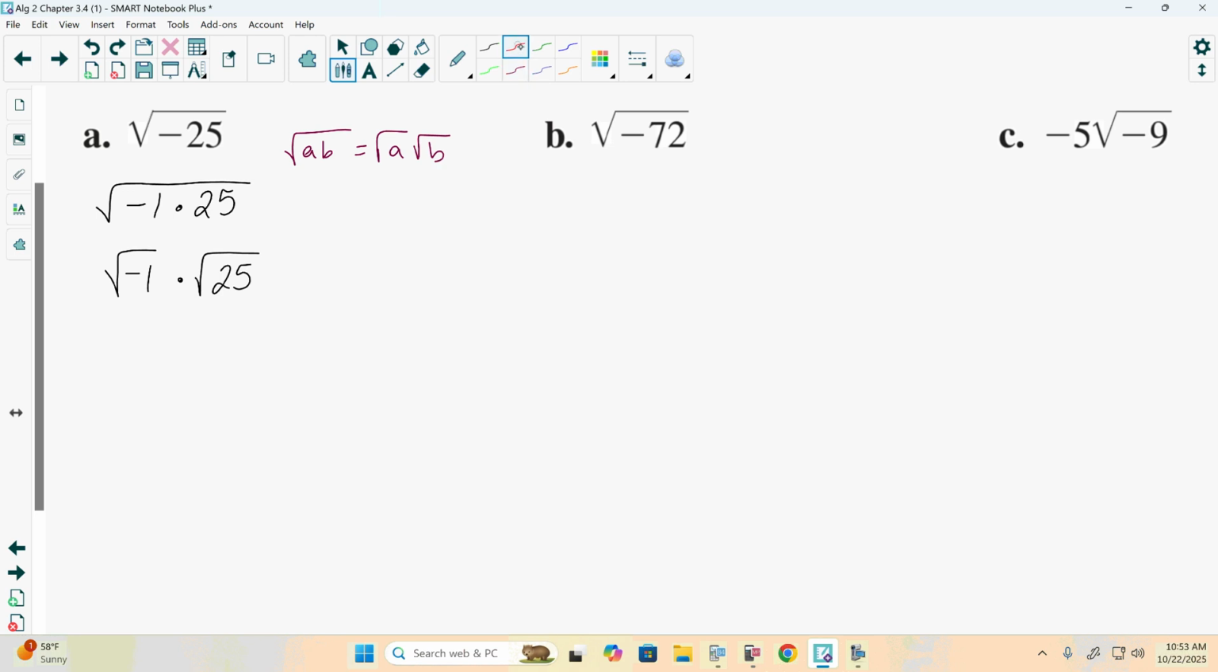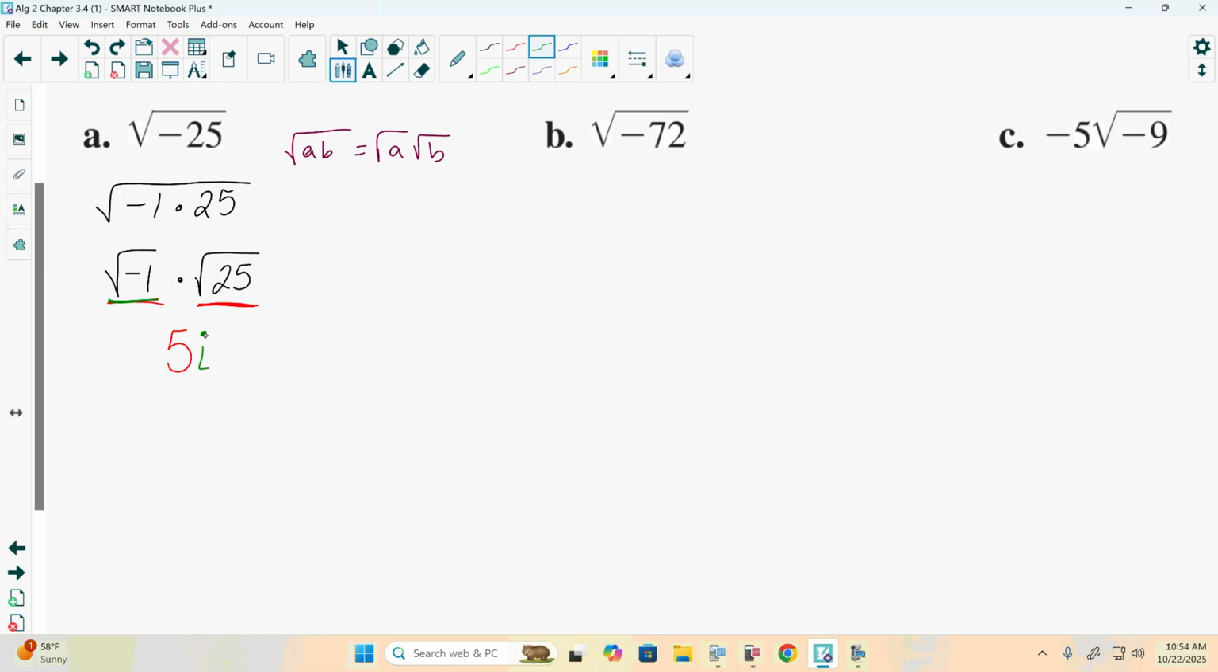Now, the square root of 25, what times itself is 25? 5. The square root of 25 is just 5. The square root of negative 1 up to this point is what we did not have. We did not have a way to find this. But the square root of negative 1, we have said, is what? The square root of negative 1 is i. So the square root of negative 25 is 5i.